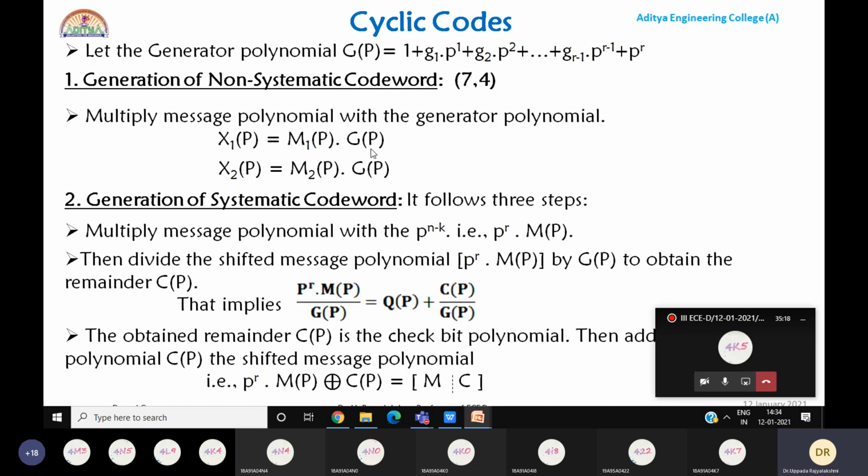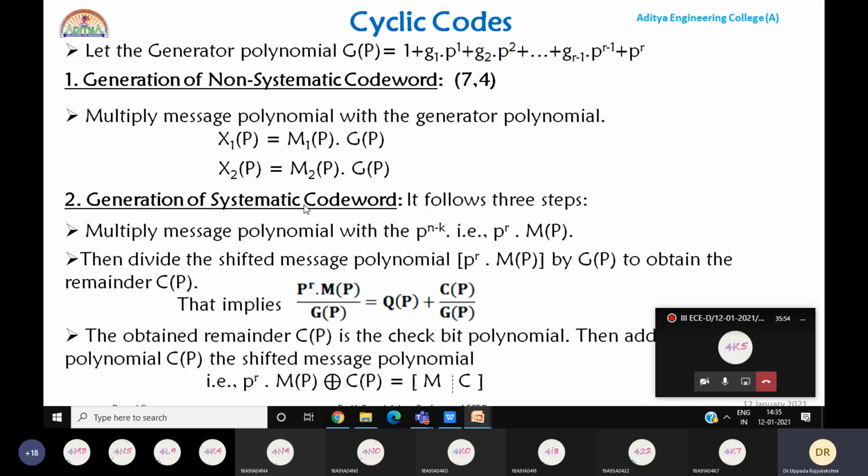Please remember these equations so that you can easily solve the problems. In the second model of problems, you will be asked to generate the code word using the systematic procedure. Here it follows 3 steps. Multiply the message polynomial with p power n minus k.